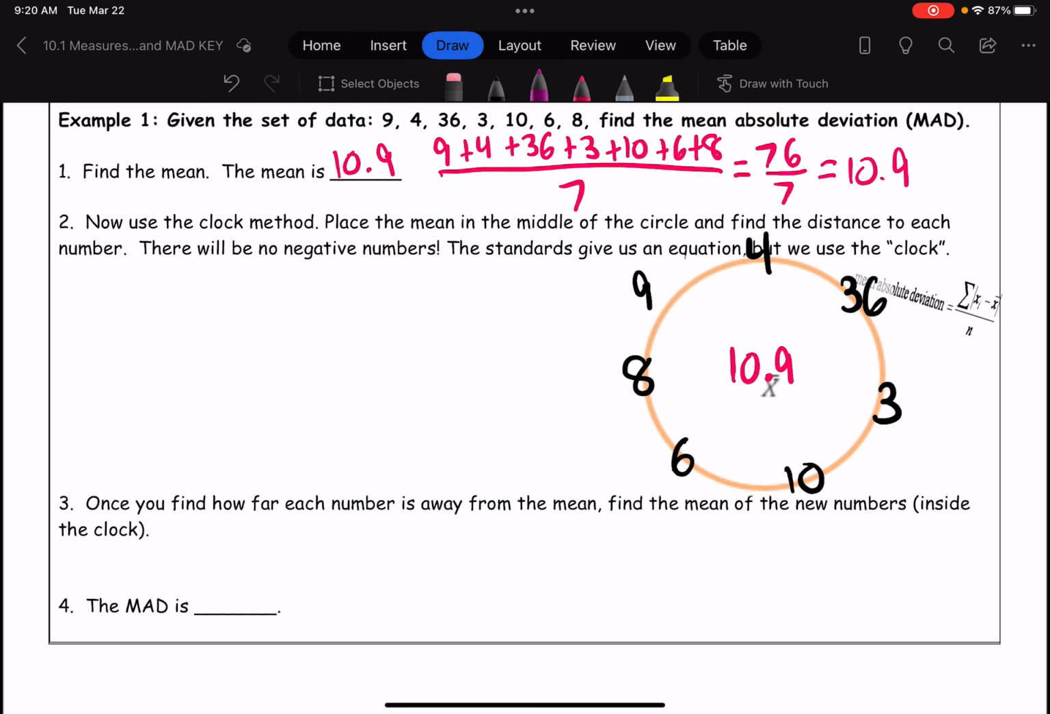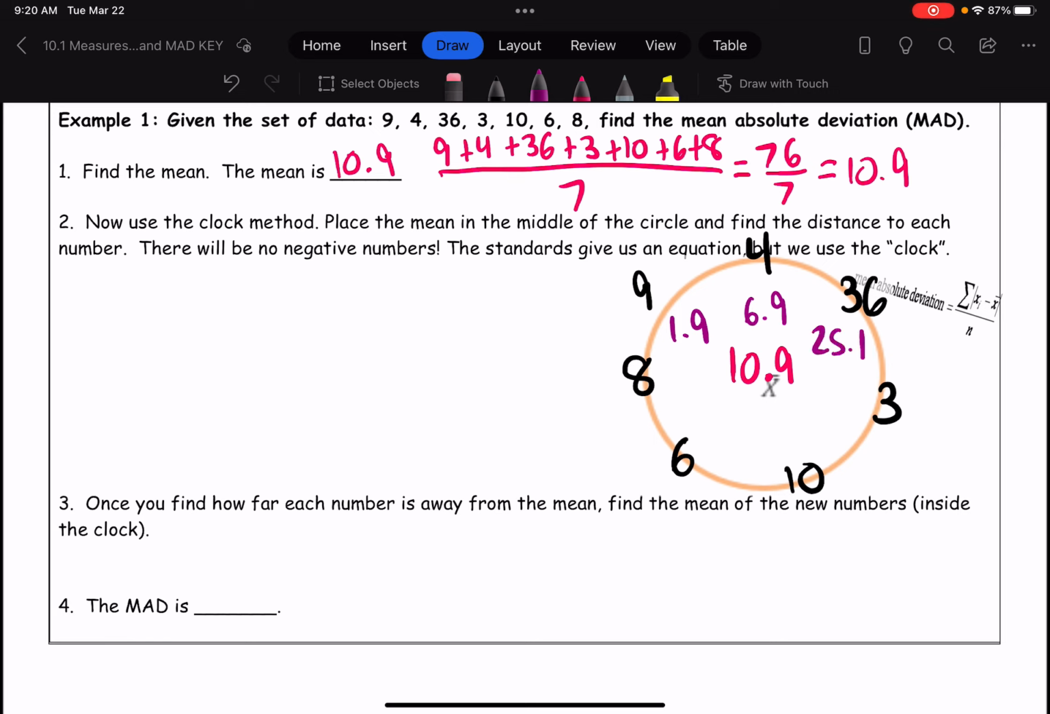So if I've got 10.9, I'll start off with 9. 10.9 minus 9, that's going to give us a distance of 1.9. So that means 9 is 1.9 units away from our mean of 10.9. Then I'm going to do 10.9 minus 4 to give us a distance of 6.9. And then 36 is bigger than 10.9, so I'm going to do 36 minus 10.9. So the distance between 36 and 10.9 is 25.1.